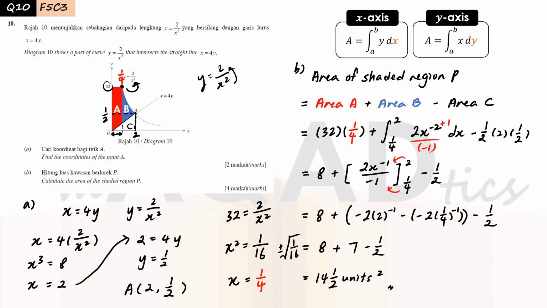But before we go to the next question, I think that some students may question for part B, is this the only way that we can find the area of the shaded region?